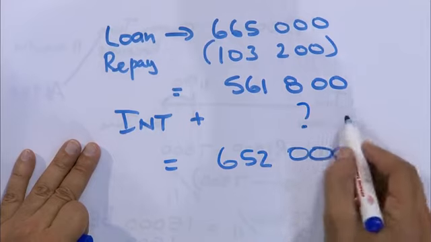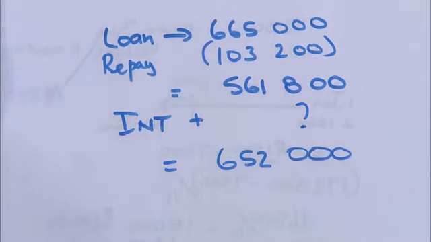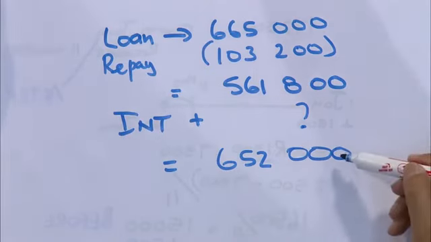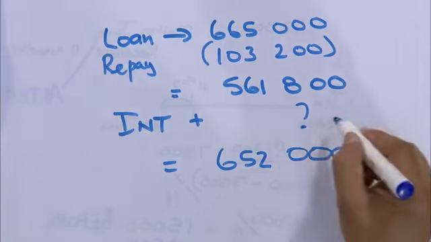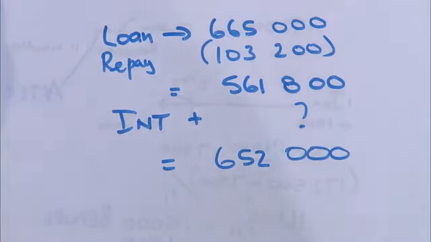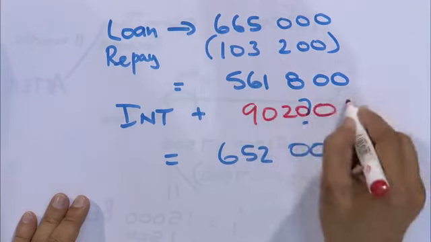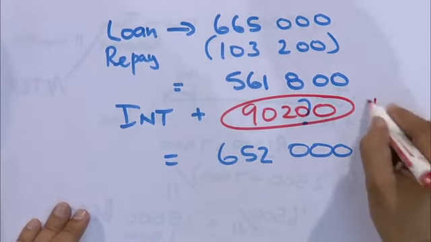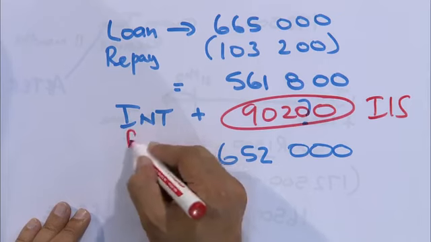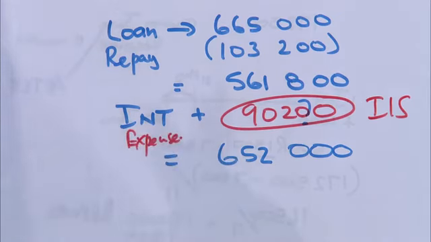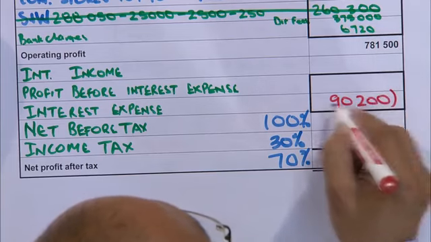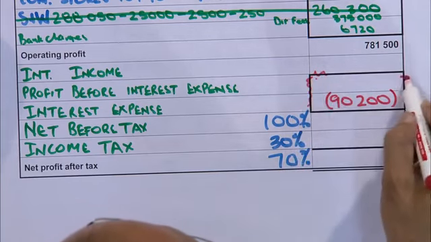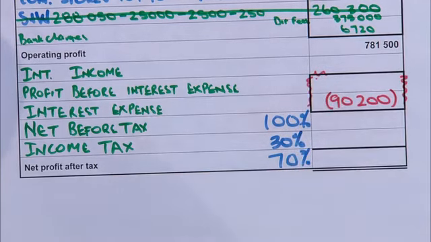Now all we have to do is calculate the interest. This will be the interest expense that will go to the income statement. So we take the 652 minus the 561,800. The interest comes to 90,200. So that figure, 90,200, will go to your income statement as interest expense. So when you look at the income statement, interest expense, 90,200, let's go in brackets.